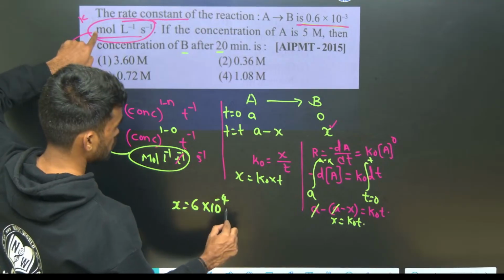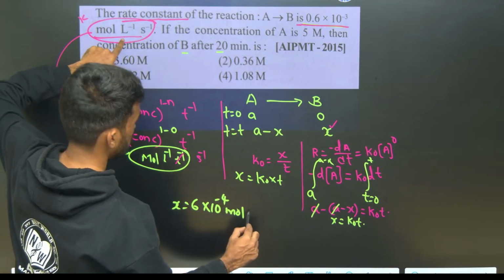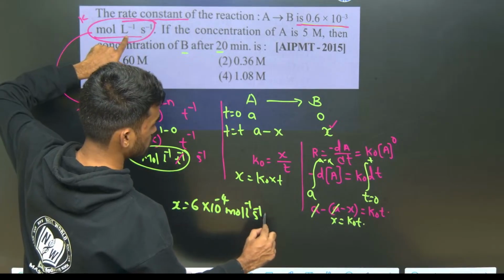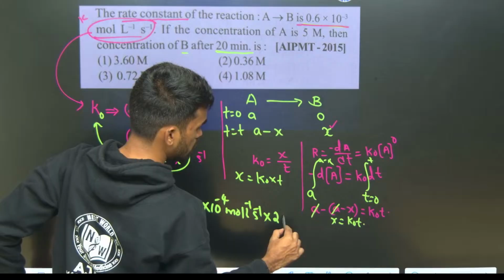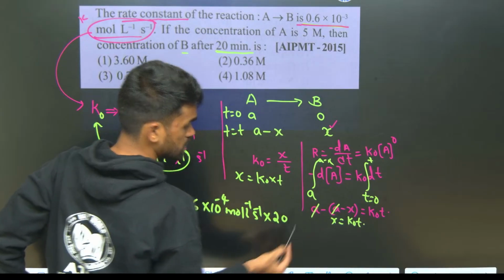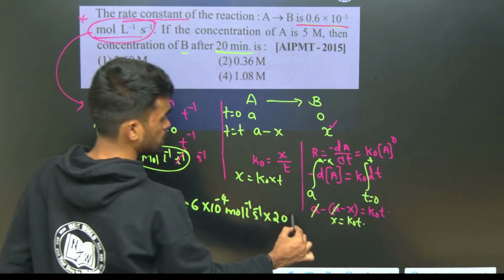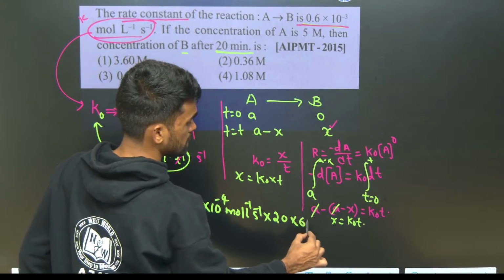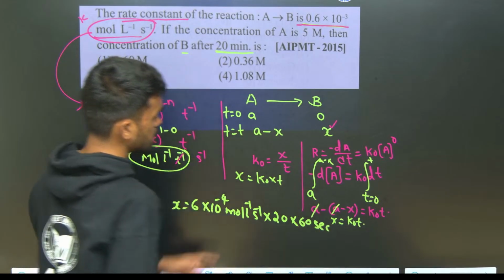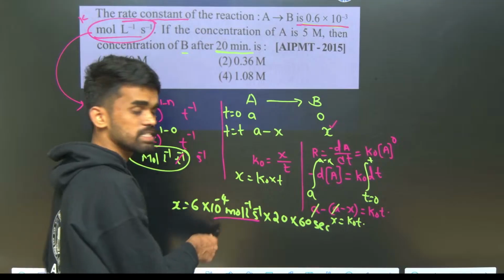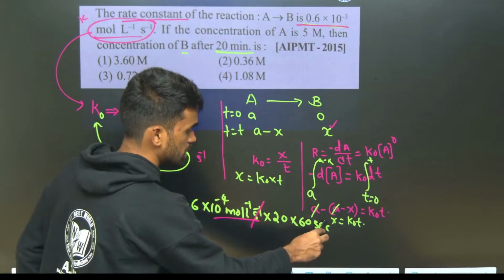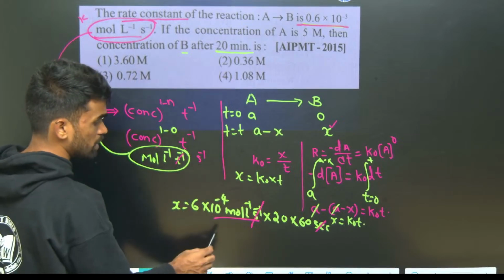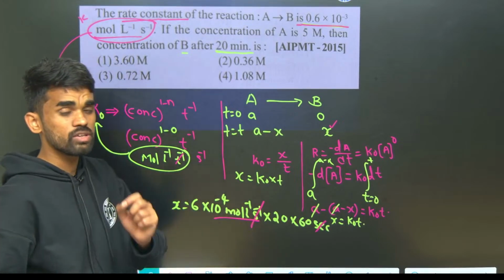Look at the units: mole liter inverse second inverse. It is second inverse, and time is given as 20 minutes. Directly you don't take just 20 here, it is in minutes now, so multiply with 60 seconds, because our rate constant is in seconds, so our time should also be in seconds. Therefore this second inverse and second is removed, and you will get the units as mole per liter, which is a unit of concentration.